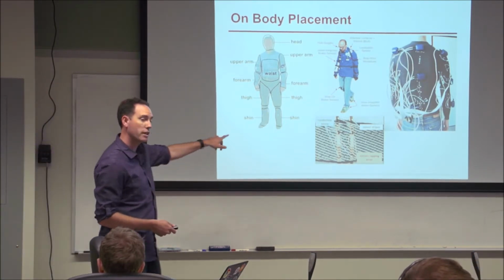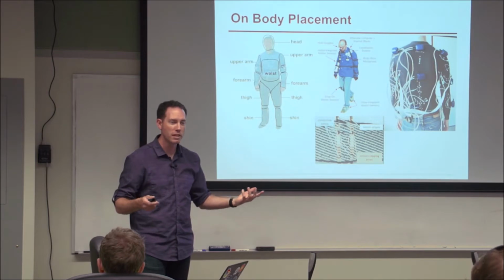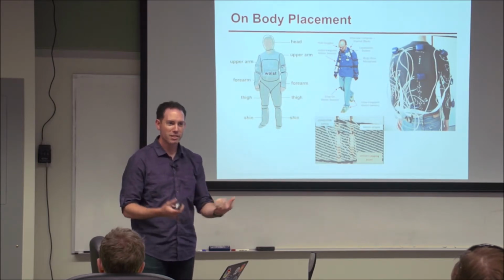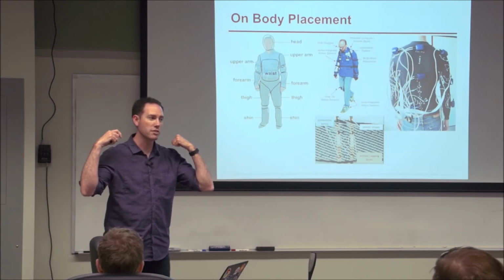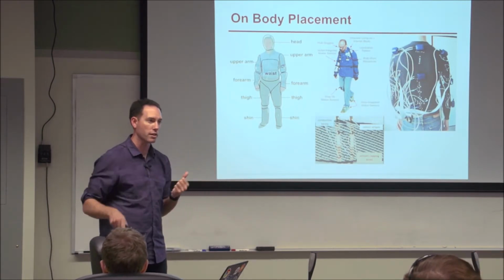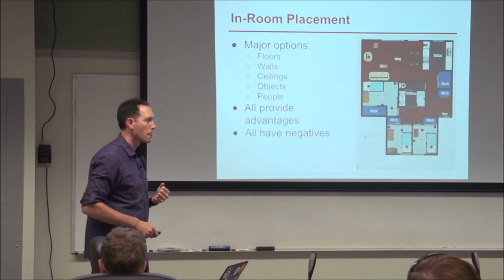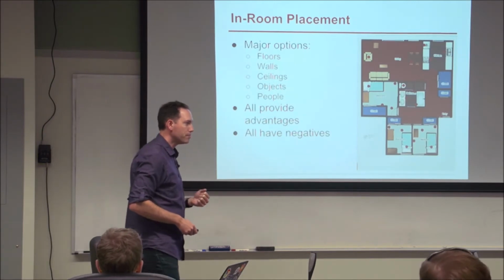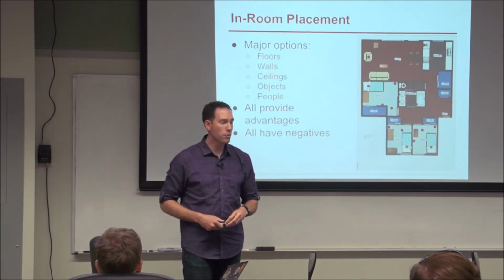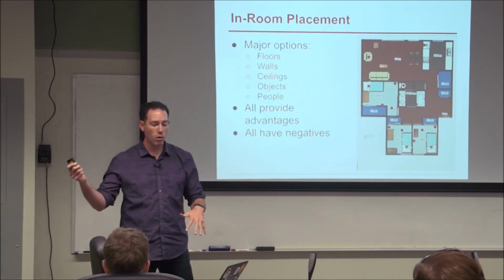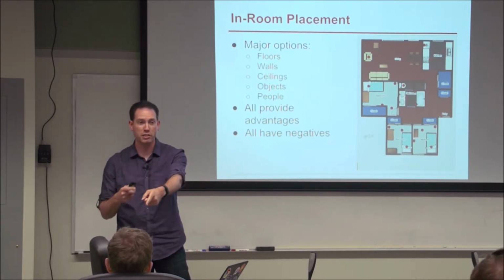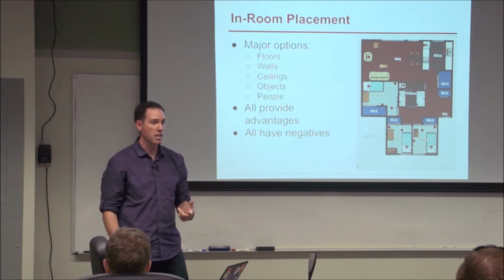And also, if you're trying to use this to measure the world around them, if you only put it on my front, can you tell what's behind me? Probably not. You need to know what you're trying to sense and where you want to look off of the body as well. So when we talk about in rooms, the major options: do we put them on the floors? Do we put them on the walls? Do we go on the ceilings? Do we put them on the objects? Do we put them on the people? The answer is yes.